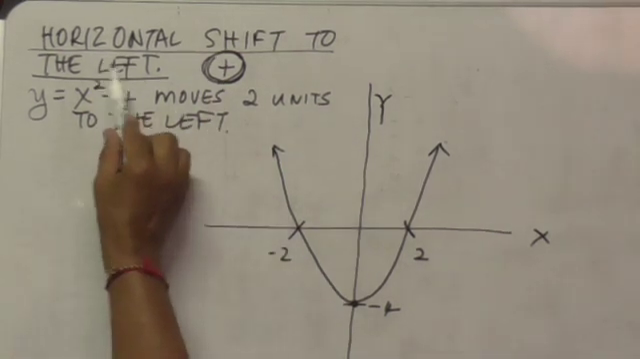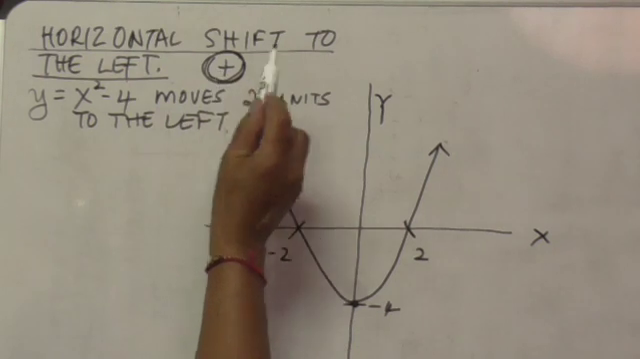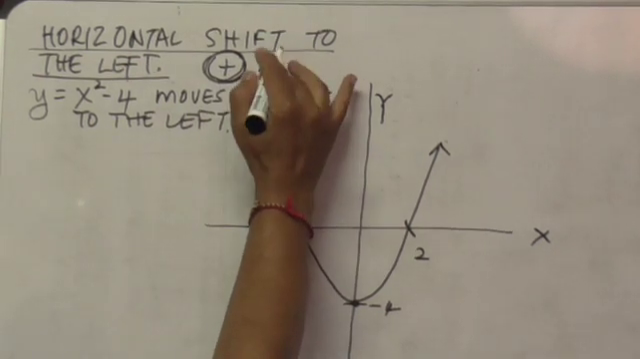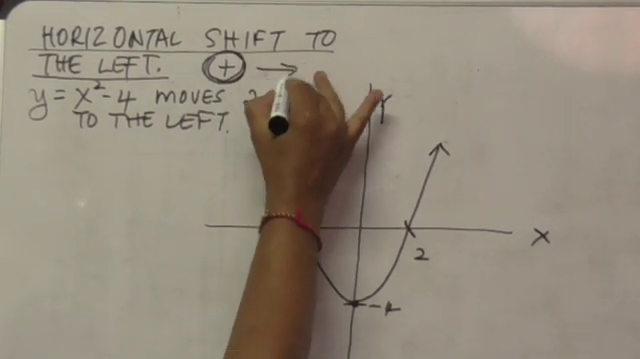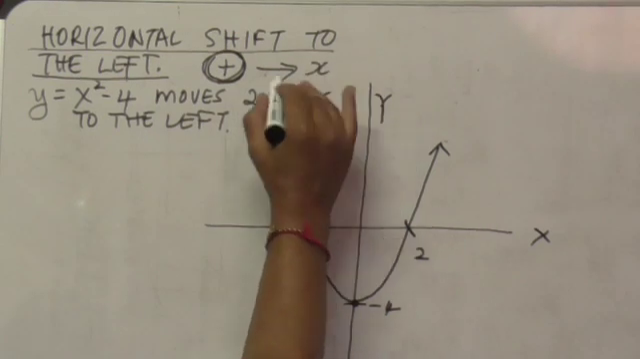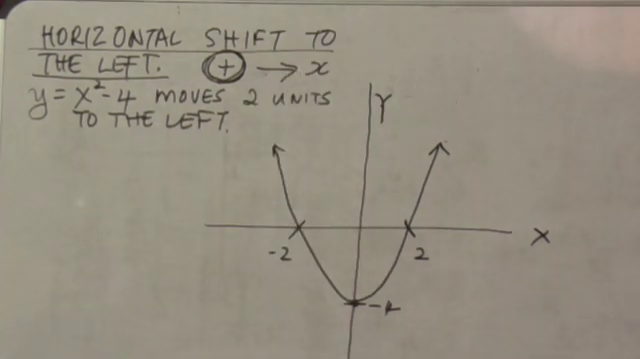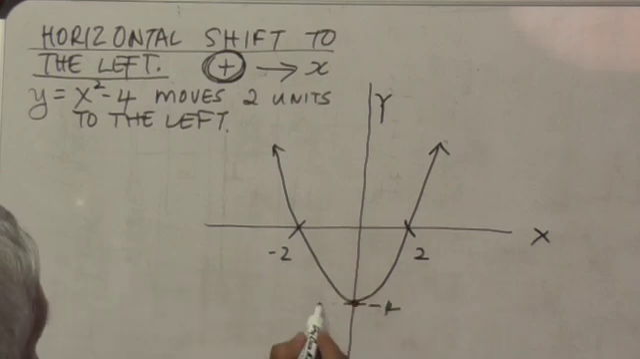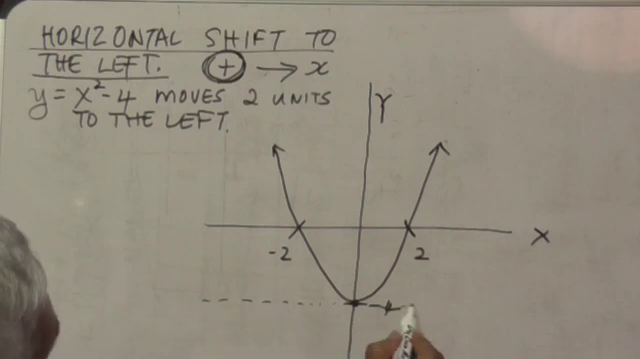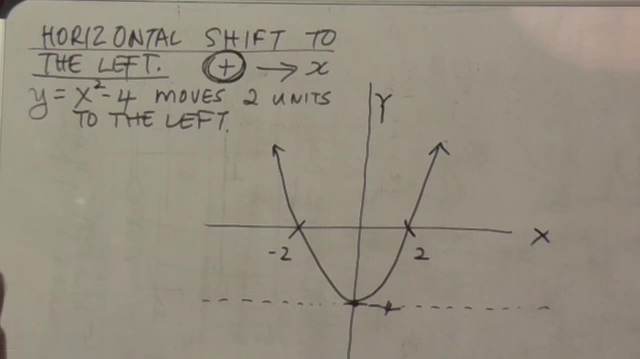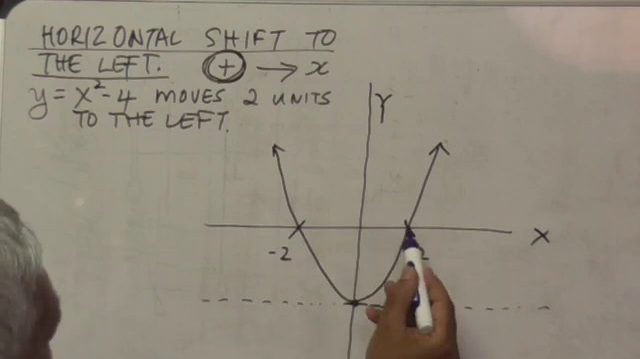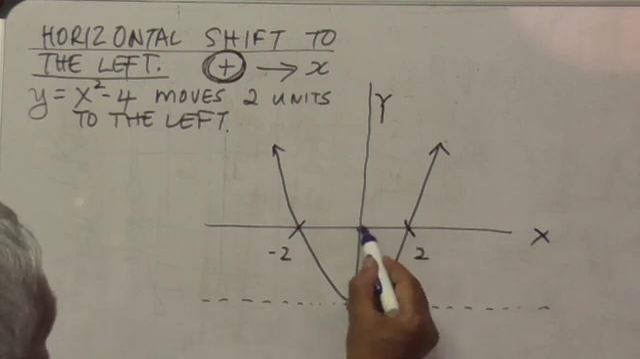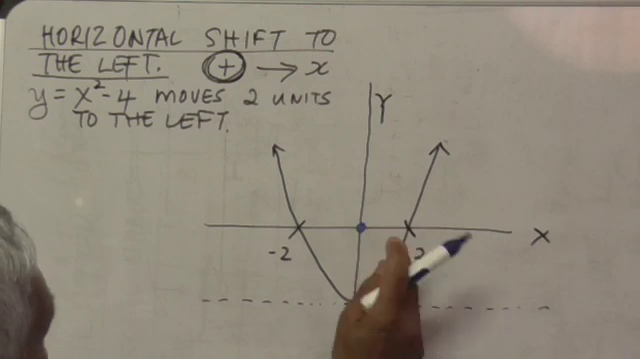So if a graph moves to the left, it is a plus and it affects the x. It affects the x. Right? So let's see what happens. So if this graph moves 2 units to the left, well, this will be the minimum value line. Now if it moves 2 units to the left, let's start here, this one. If it moves 2 units to the left, it will come over here. This one will come over here.